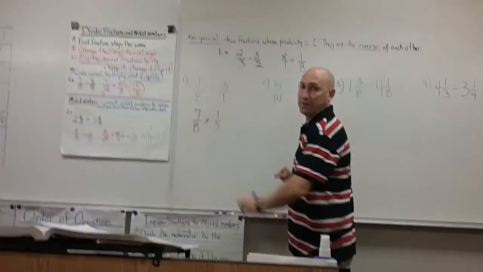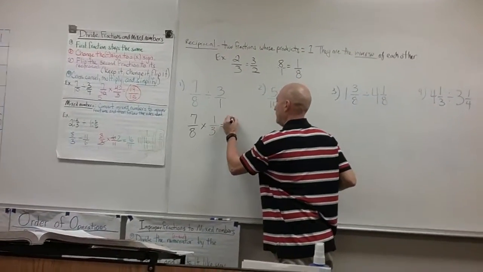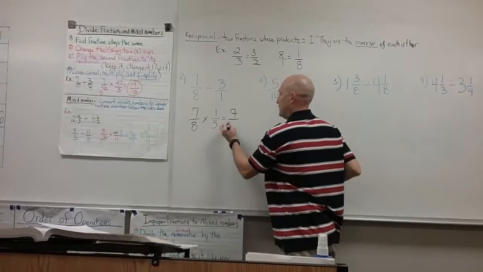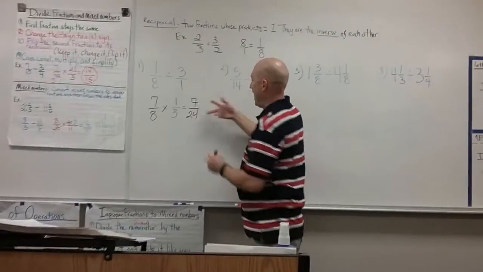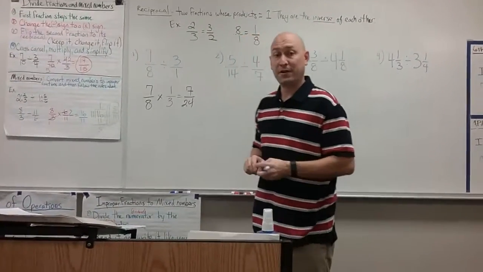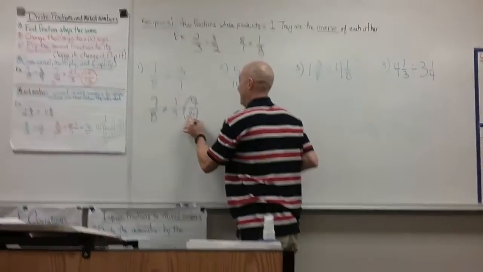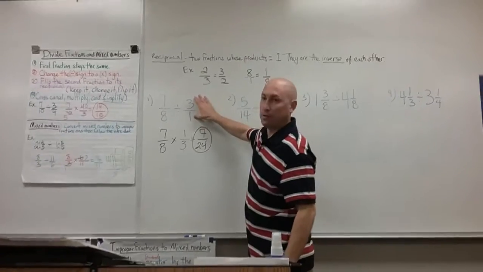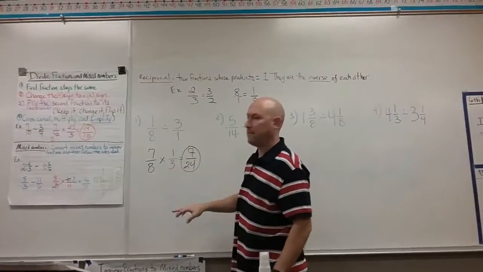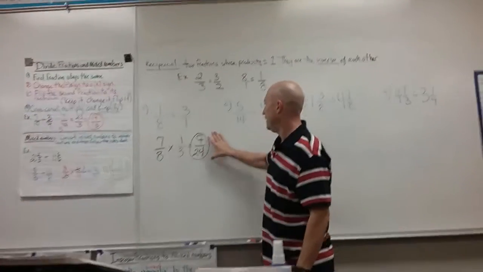So I'm going to go straight across here. 7 times 1 is 7. 8 times 3 is 24. I ask myself if they have any common factors that I can divide both by, and they do not. So I am finished. So I took a division problem, I converted it back into a multiplication problem, and solved for it.